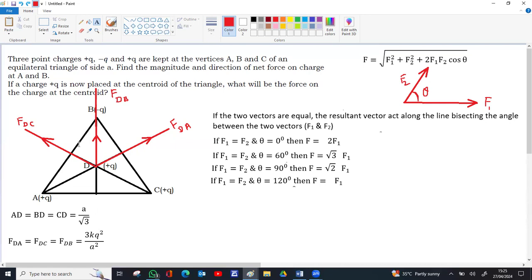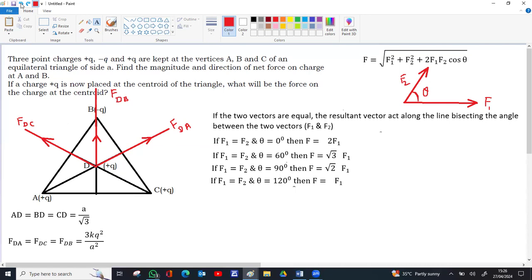divides the total 360 degrees into three equal divisions, FDA, FDC, and if you draw one line down, that divides the total 360 degrees into equal divisions. So each one will be 120 degrees. So FDC and FDA are equal and they are 120 degrees. So equal and 120 degrees, we have a result here.